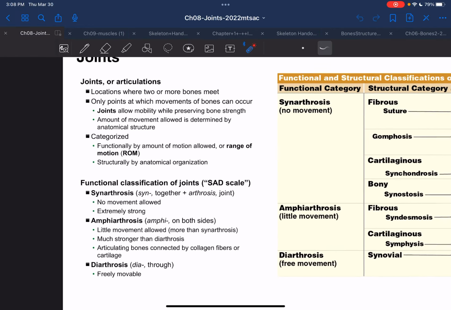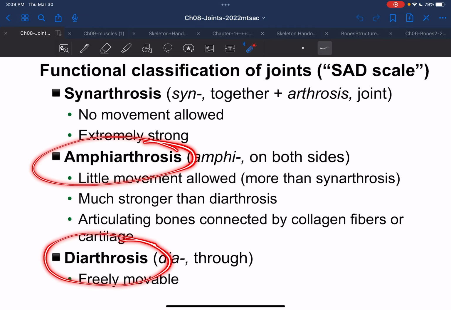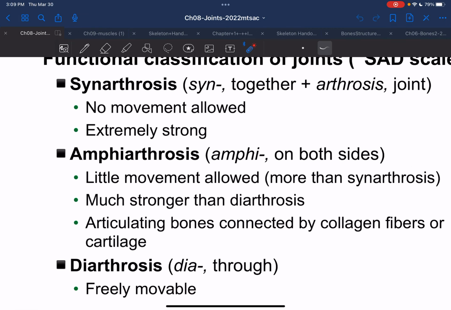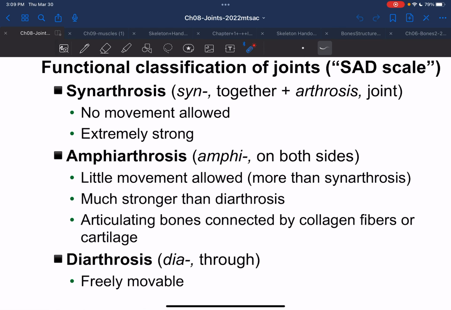Now, when we look at this functional classification, I like to call it the SAD scale. The S, the A, and the D are coming from the S, the A, and the D of these terms here: synarthrosis, amphiarthrosis, and diarthrosis. We are talking about joints, so some of this might sound familiar, like when we say arthritis. Usually it's a reference to the joint.